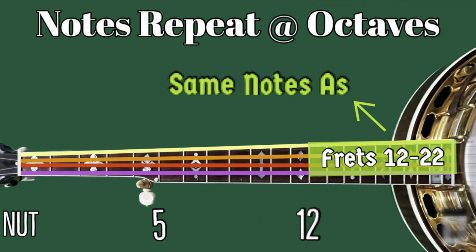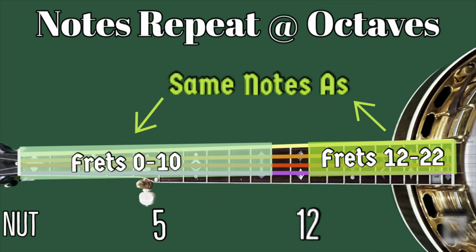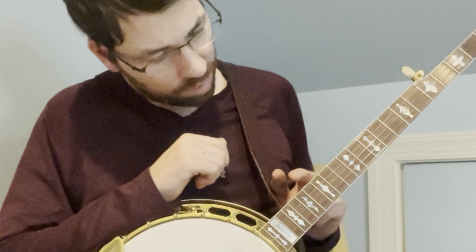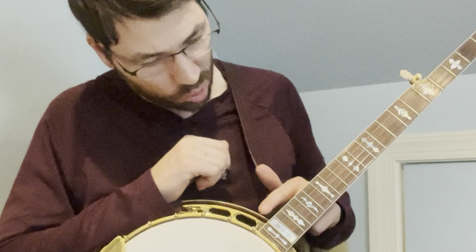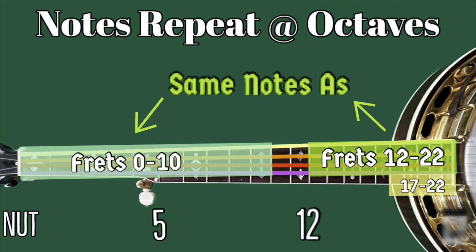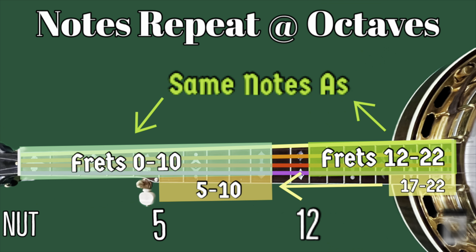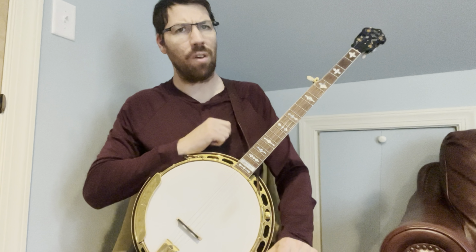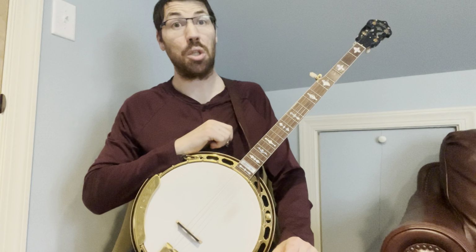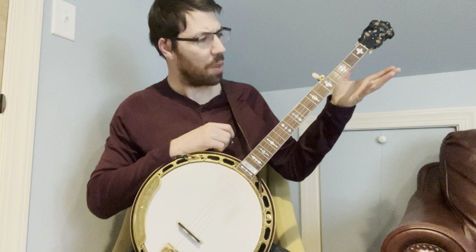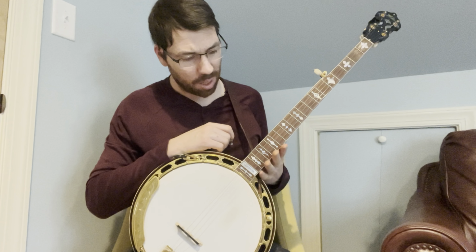Now let's look at where certain notes repeat themselves. On strings 1 through 4, frets 12 through 22 repeat themselves from the open notes to their 10th fret values. And on string 5, frets 17 to 22 repeat themselves from the open note on the 5th string to its 10th fret. That's a total of 50 notes at their octave locations that we don't need to memorize. If we know the notes at the lower frets, then we know these notes too.